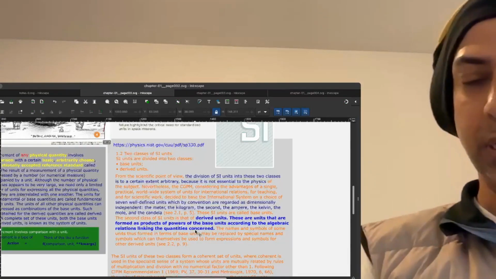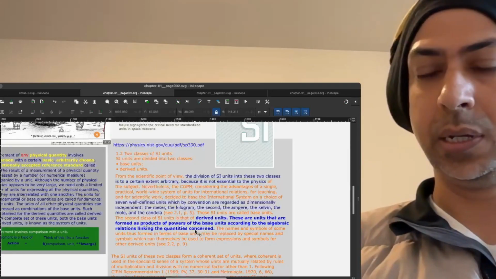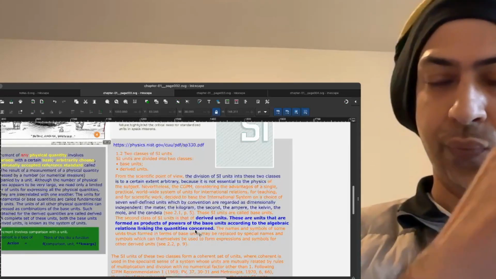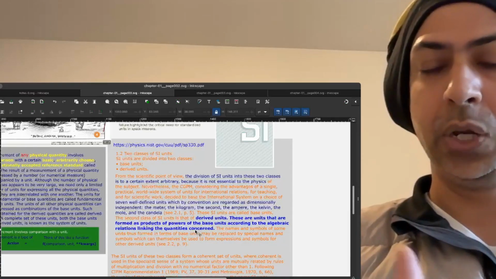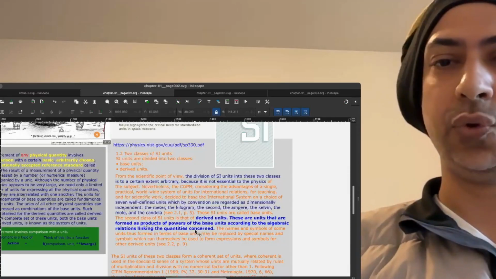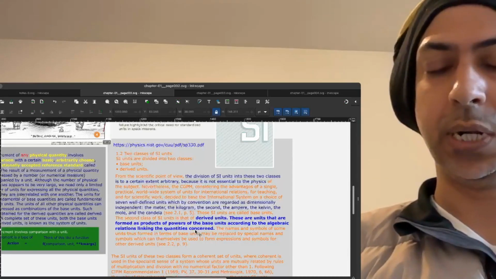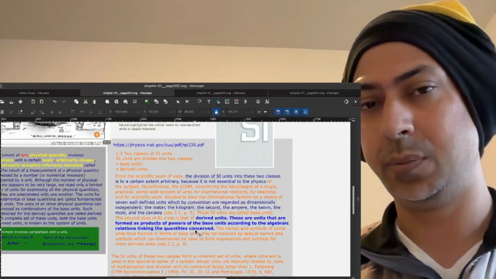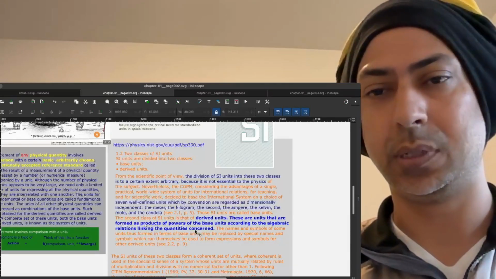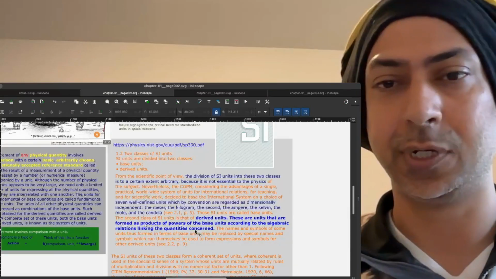So 1 kilometer equals 1000 meters. 1 meter square equals 1 meter into 1 meter. 10 meter into 1 meter, that would be 10 meter square.